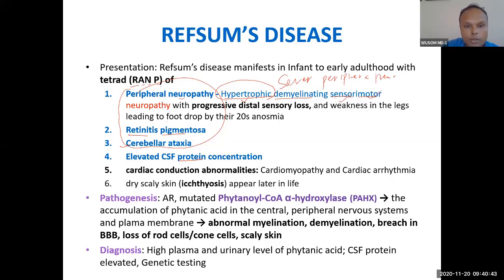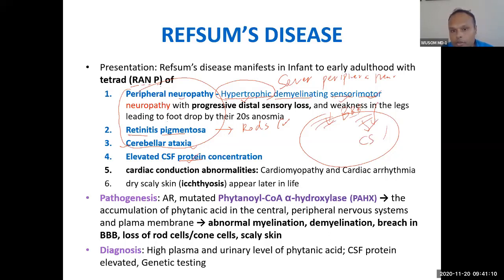Then retinitis pigmentosa because of loss of rod cells and cone cells, and cerebellar ataxia because of demyelination. These are the presentations. Elevated CSF protein: the blood-brain barrier will have a problem because it is also lipid, so the blood-brain barrier will not be there. So protein from blood will enter into CSF. Therefore, this cerebrospinal fluid will have a very high amount of protein. So these are the tetrad, and this triad is more important, and put one protein to the triad.